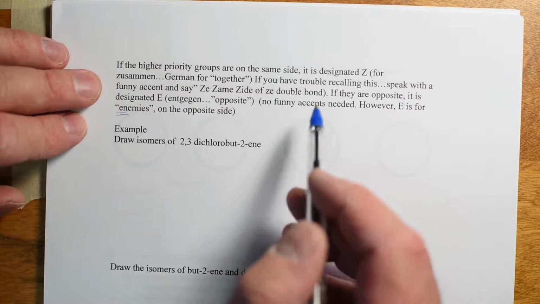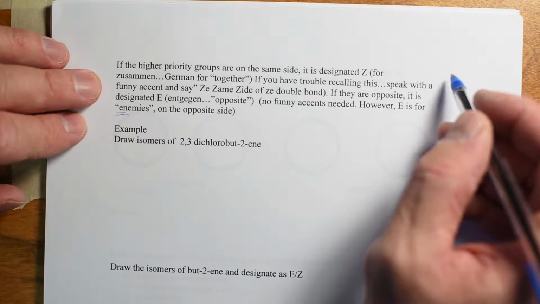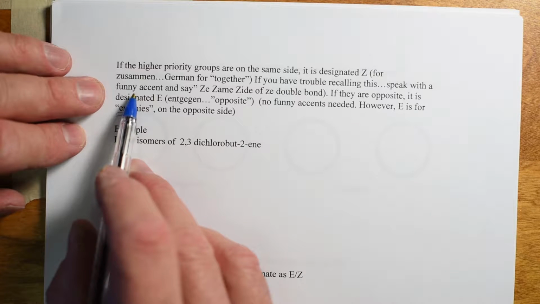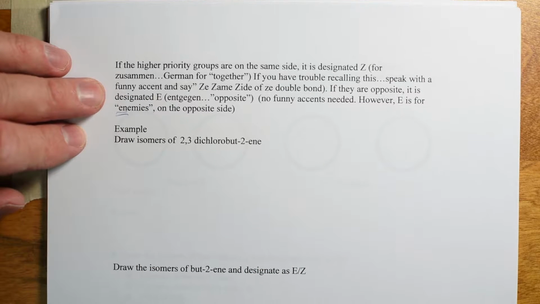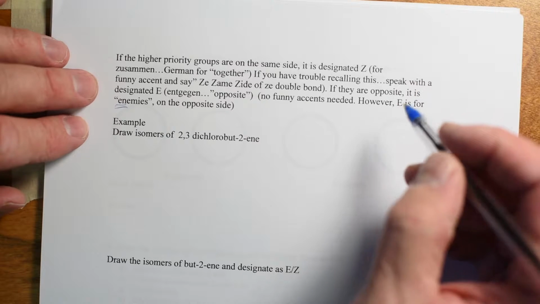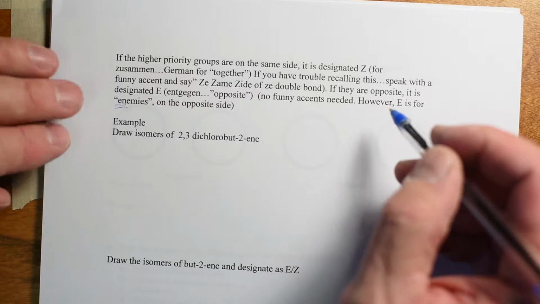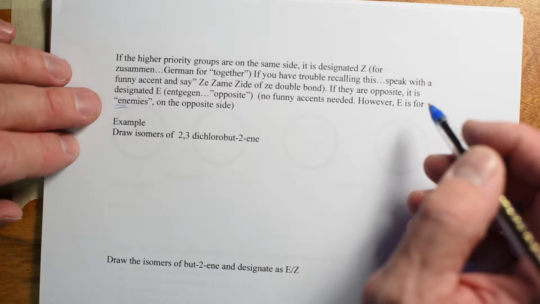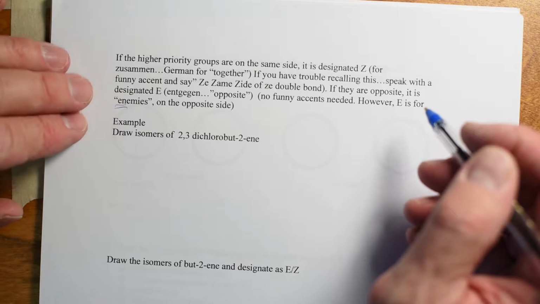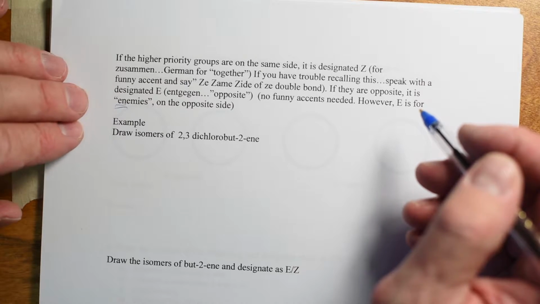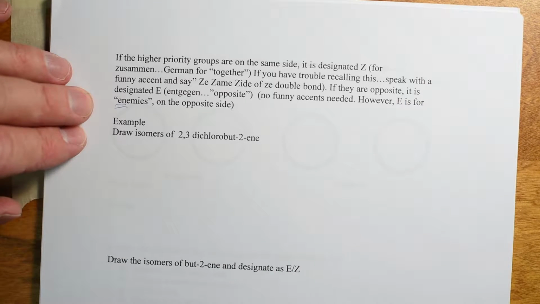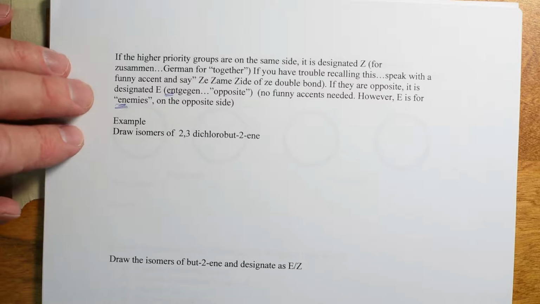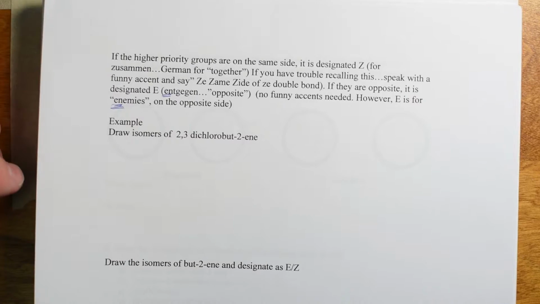together. And I got out of a book by McMurry that you can remember that by saying in a funny accent, "the same side of the double bond." So that might help you to remember that they're on the same side. If they are opposite, it's designated E for, I don't know how to pronounce that, entgegen, or opposite. You don't need a funny accent there, but E and enemy both start with the same letter. So you might just remember that means they're on opposite sides.